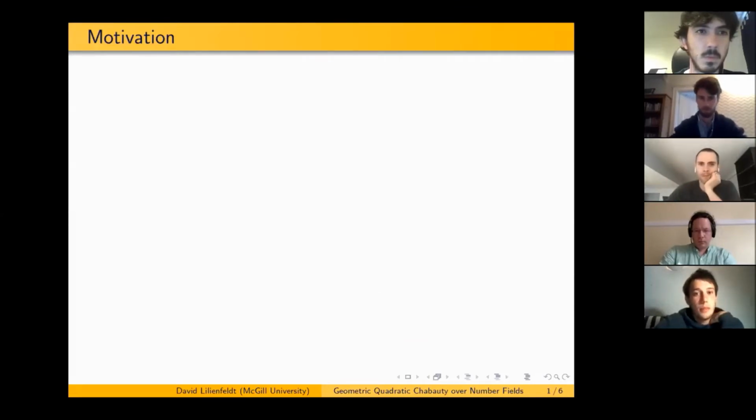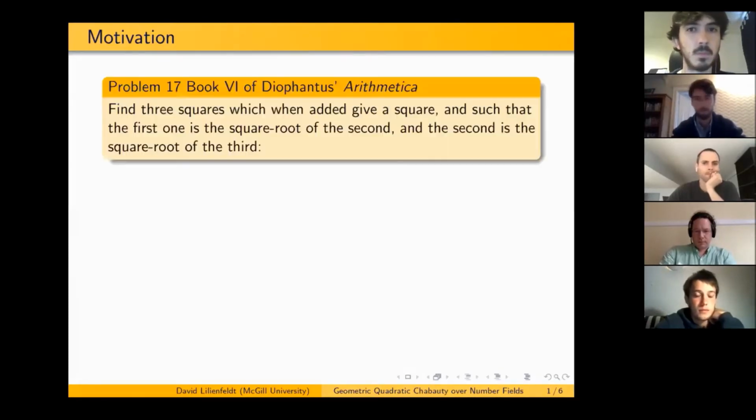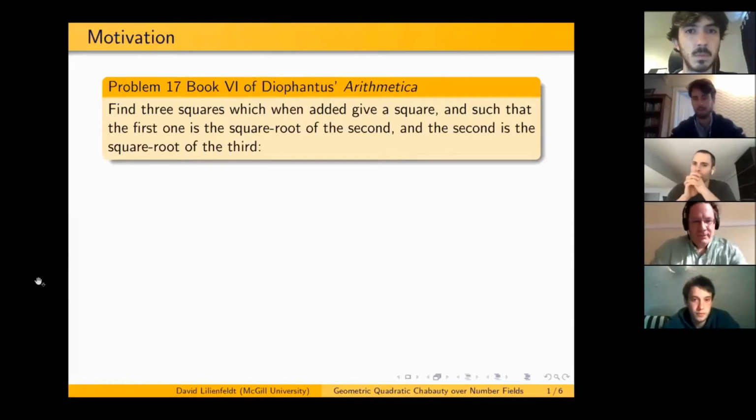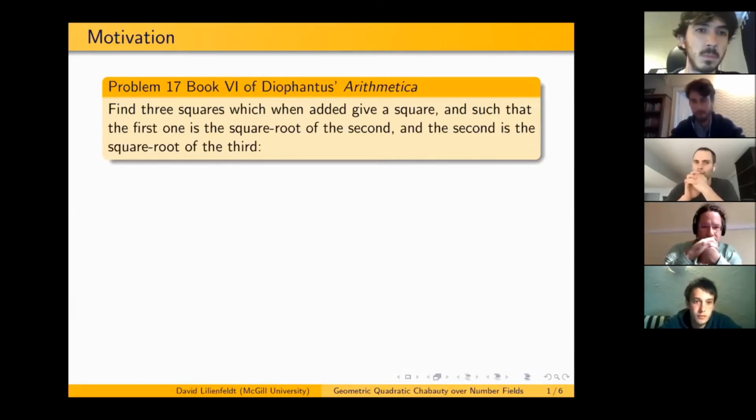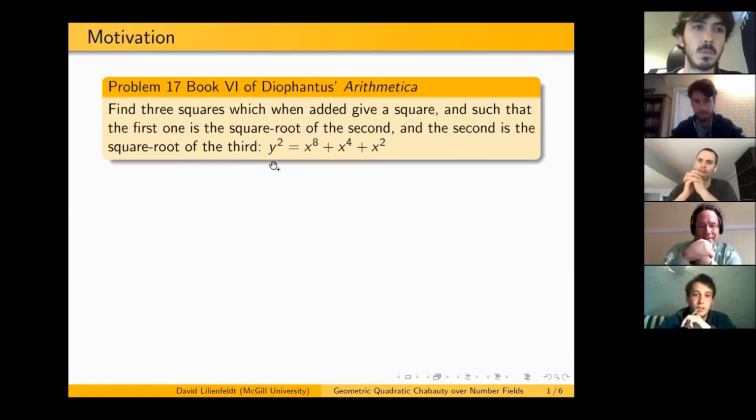So my motivation here will come mainly from some classical Greek questions and also the theory of elliptic curves. The first question is very old, and it's problem 17 of the 6th book of Diophantus's Arithmetica, and it says the following: find 3 squares which when added give a square, and such that the first one is the square root of the second, and the second is the square root of the third. So this is a little bit contrived, but if you think about it, it asks for rational solutions to the following polynomial equation in x and y.